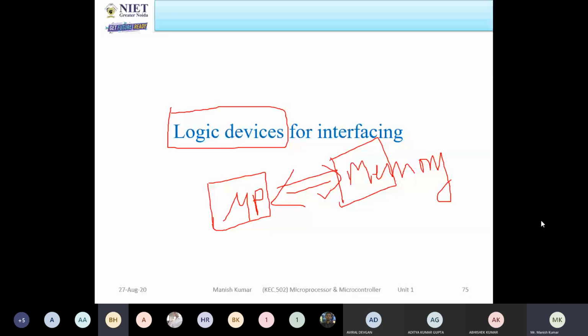Okay, means device. Different types of gates. Okay, first is different types of gates, and any other things? With the help of gates, we can create other components also. That is called encoder, decoder, counter. But we are not using the counter for interfacing. We are using NAND gate and encoder for interfacing the components with the microprocessor.